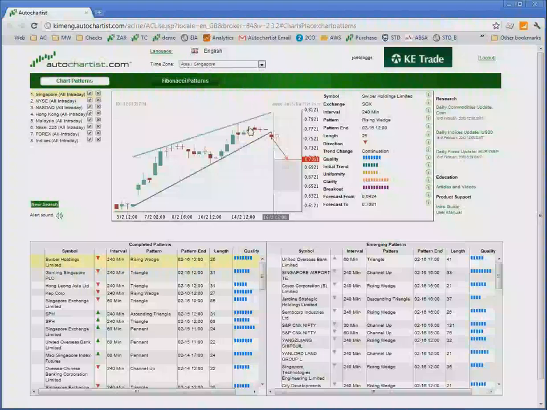I'm mainly going to spend most of the time on chart patterns and then quickly give you a brief overview of Fibonacci. There are lots of similarities and some differences as well. I want to start just by looking at an overview of what it is that you're looking at, what the screen comprises of.